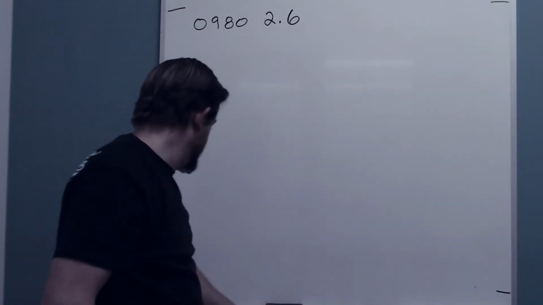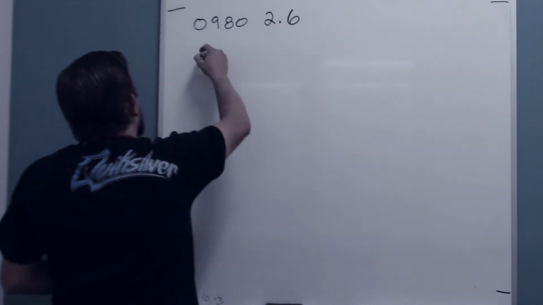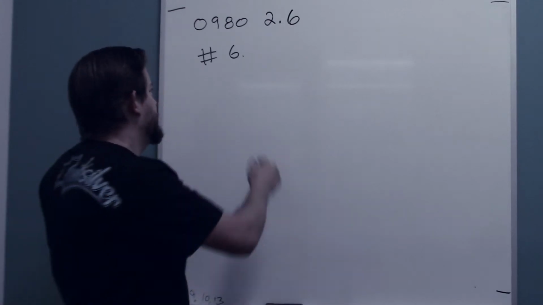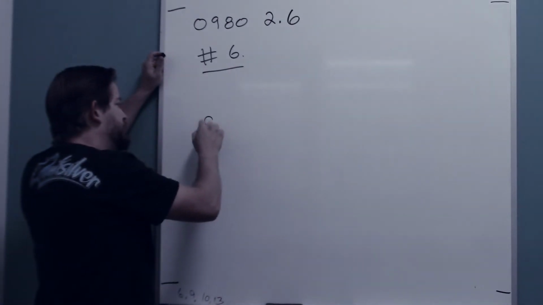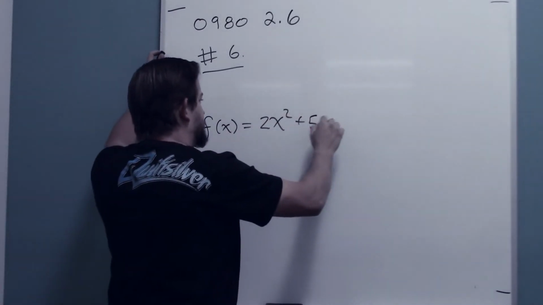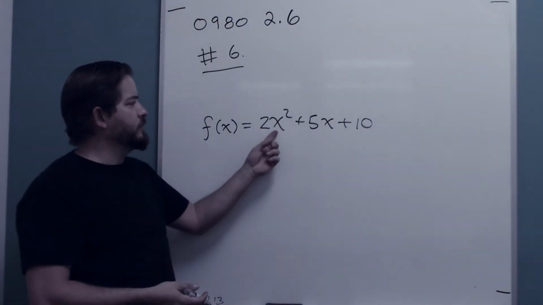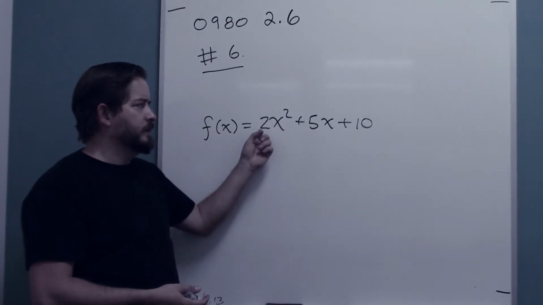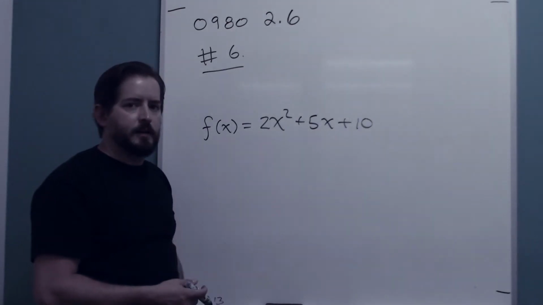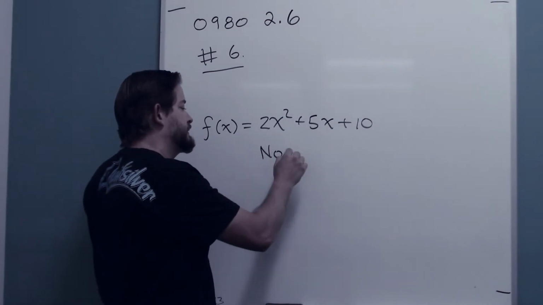All right. Let's take a look at number 6. When we get to number 6, we're looking for domain. Before we talk about that, if I have something like, say, whatever this polynomial is, there's no issues here. There's no number that I can't square, double it, and add 5 times that number to it, and then add 10 more. Every single real number I can do this to. So there's no issues here.